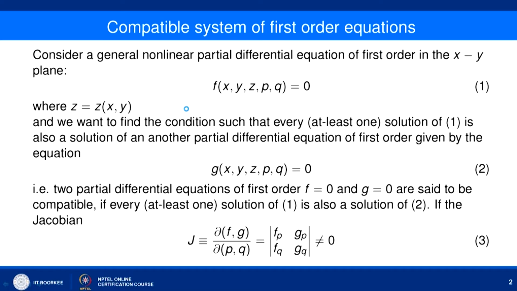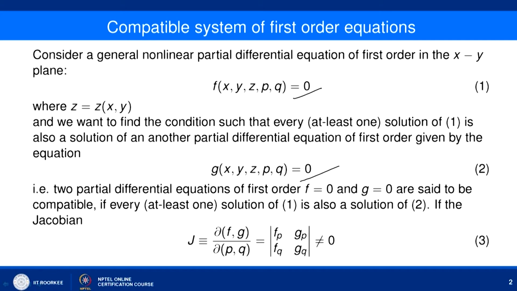So, what do we want to find out? We want to find out a condition under which every solution of this equation also satisfies the second equation. And in this case, when we say that every solution of the first equation is a solution of the second equation, we call these two equations compatible equations, and we say that f and g are compatible to each other.